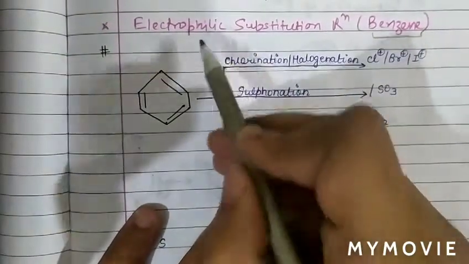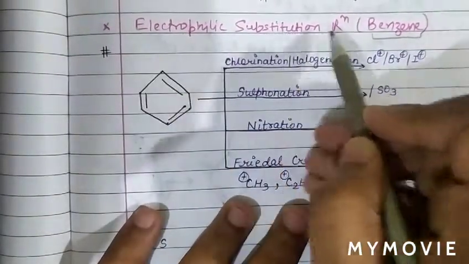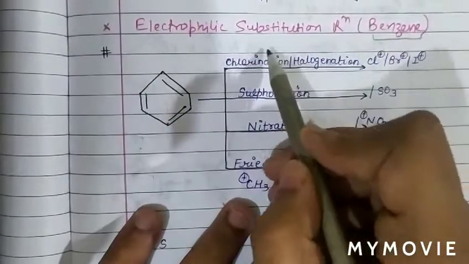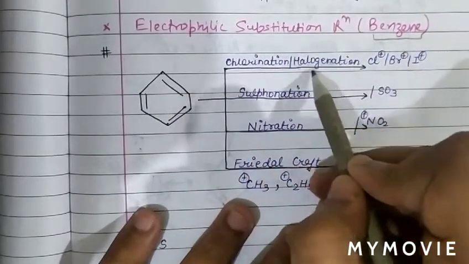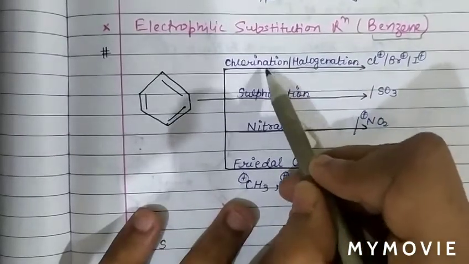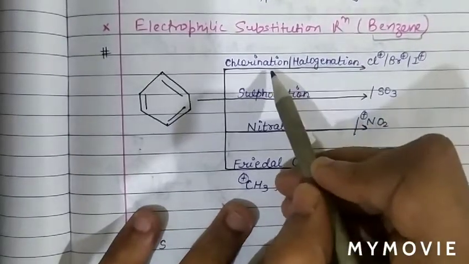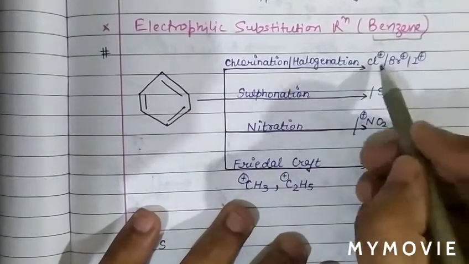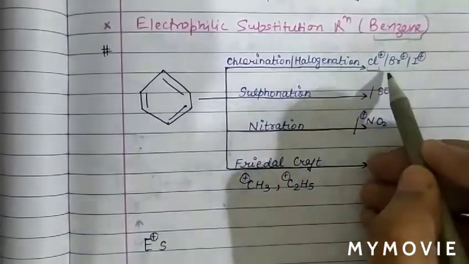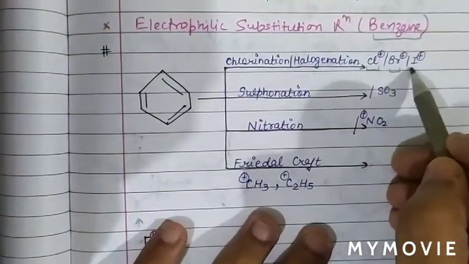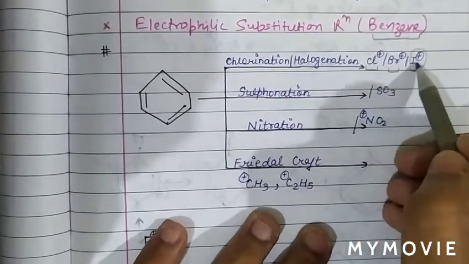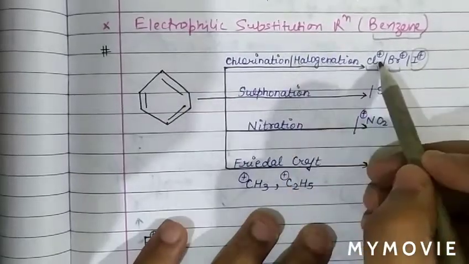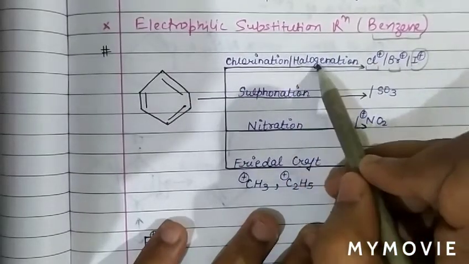So the next topic we are going to study is electrophilic substitution reaction in benzene. The first reaction we will discuss is halogenation: chlorination, bromination, iodination. Basically, the electrophile in chlorination is the chloronium ion, in bromination the bromonium ion, and I plus ion in iodination. So Cl plus, Br plus and I plus ions act as electrophiles in chlorination, bromination and iodination.